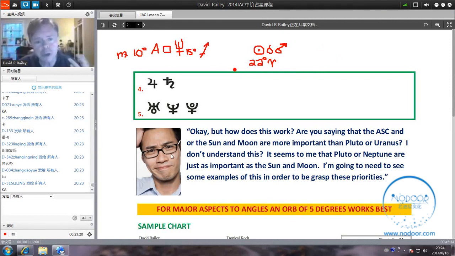When you are interpreting a chart, and you're trying to work with this list of priorities, you need to think of how these aspects operate in real life. When you look at a chart and see these different aspects, you need to think from the real-life angle: how is this aspect expressed?